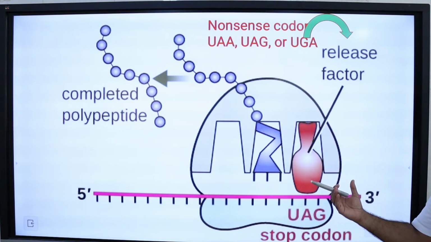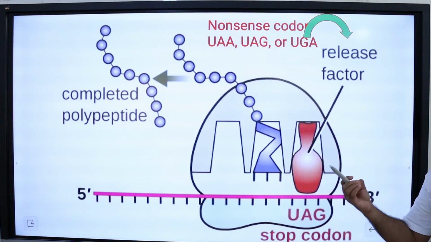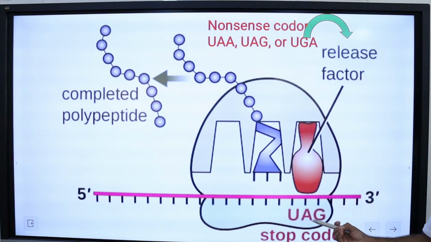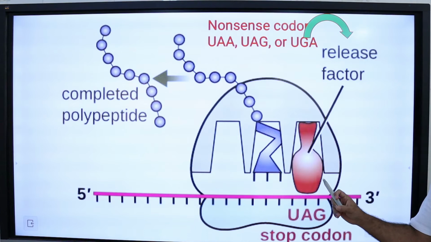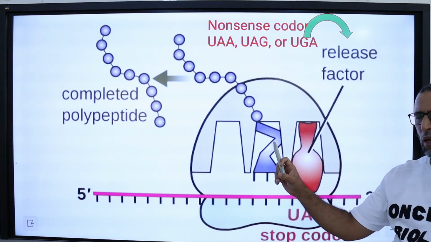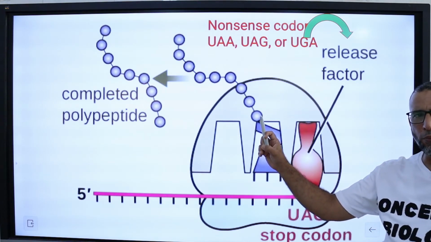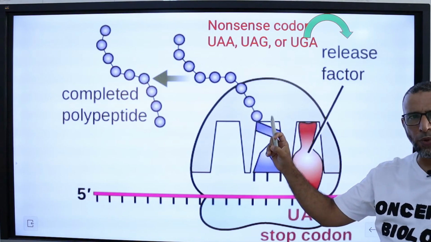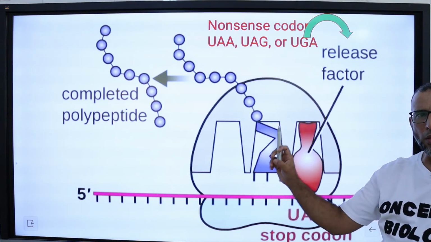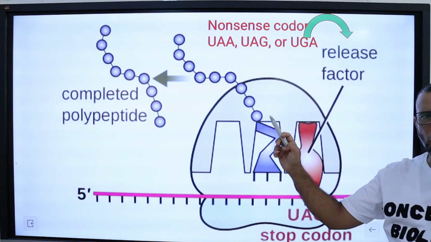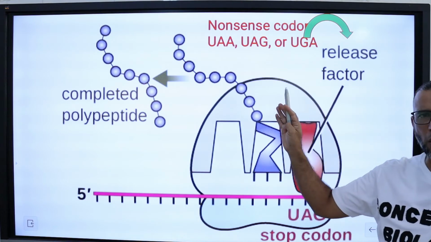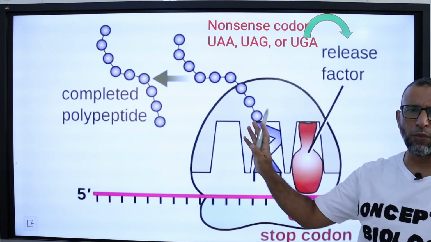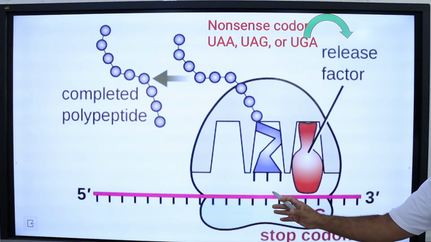What is a release factor? It is a protein that recognizes the stop codon at the end of the coding sequence. When the release factor binds to the A site, the bond between the tRNA and the last amino acid of the polypeptide chain breaks in the P site, and the release factor hydrolyzes the bond between the polypeptide chain and the tRNA, causing the release of the polypeptide chain from the tRNA molecule in the P site.